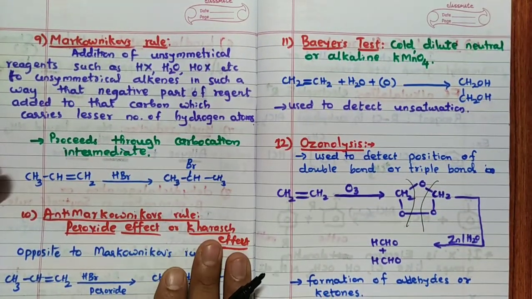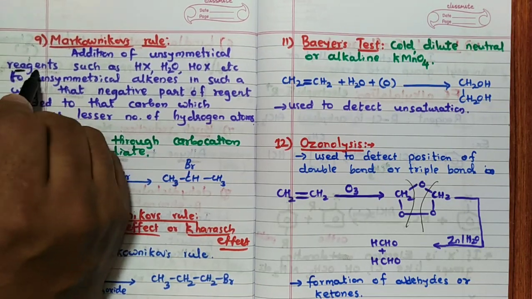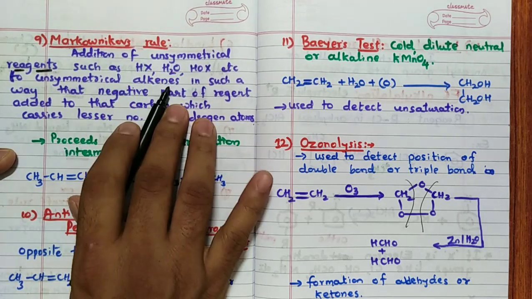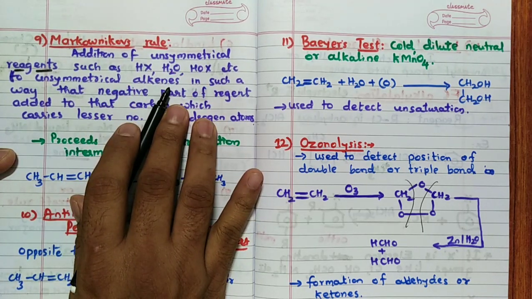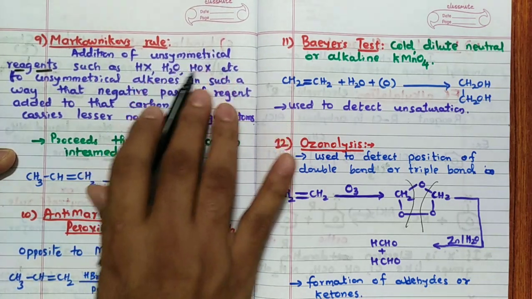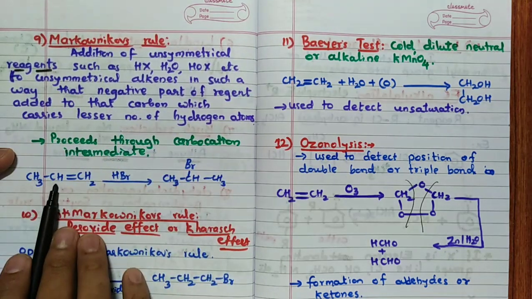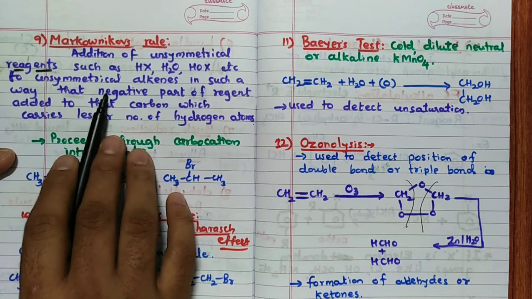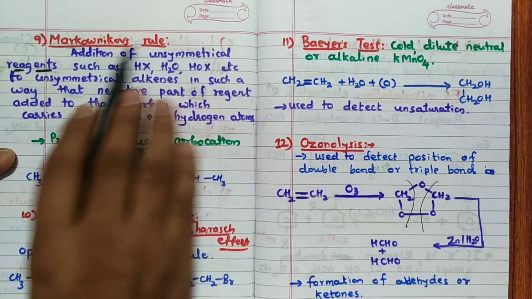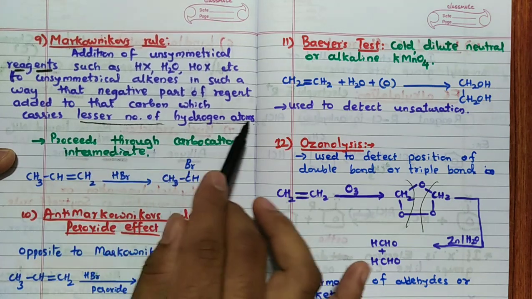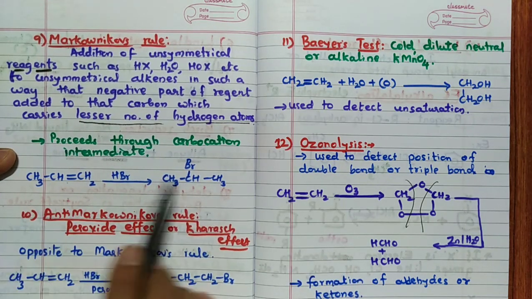Then Markovnikov's rule, which is very simple. It applies to unsymmetrical reagents. Remember, unsymmetrical reagents are HX (H plus, X minus), H2O (H plus, OH minus), and HOX (H plus, OX minus). For unsymmetrical alkenes, the negative part of the reagent adds to the carbon atom with the lesser number of hydrogen atoms.